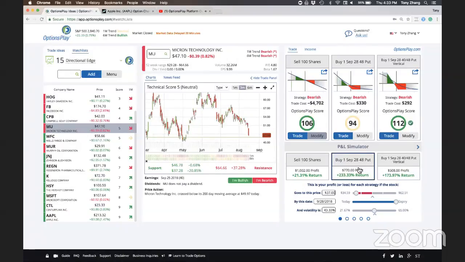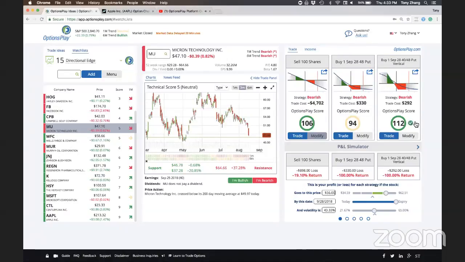This allows you to really compare strategies side by side and know definitively which one gives you the best risk to reward. Because you can also use this tool to say, what if I'm wrong and Micron goes back up to 55 or 56, which is where it just was a few days ago? How much money am I going to lose? If you had shorted the stock, you'd be losing close to $900 on this trade. So not only are you putting up more capital to trade, but if you're wrong, you're losing more money. If I bought this put, I lose $330, versus if I bought this put vertical, I only lose $292.